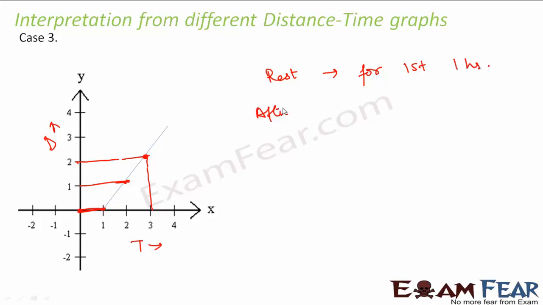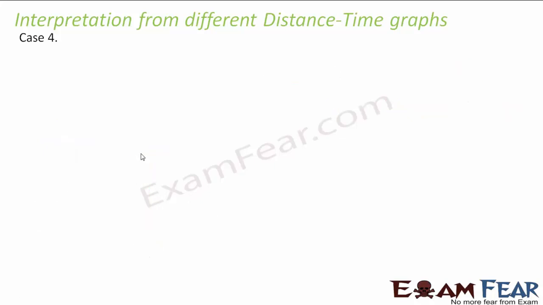After that, the object is in uniform motion. So only for the first 1 hour, the object is at rest, and after that it again covers equal distances in equal intervals of time. So it is in uniform motion.